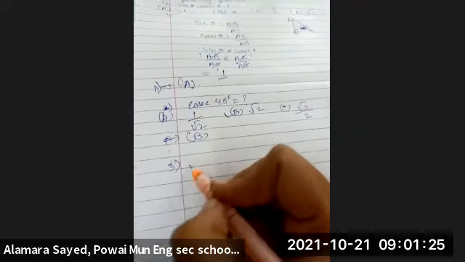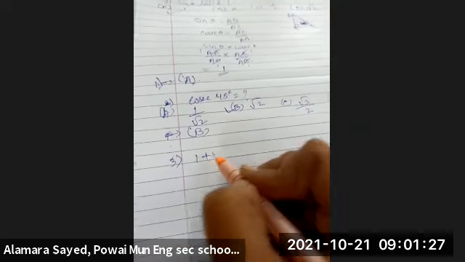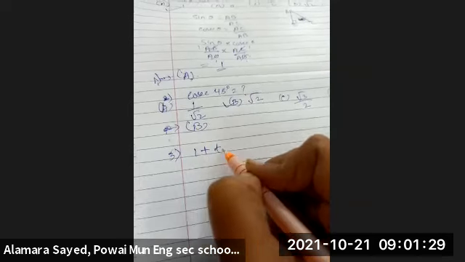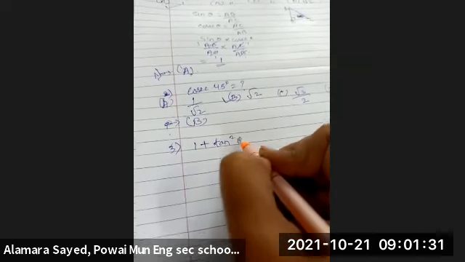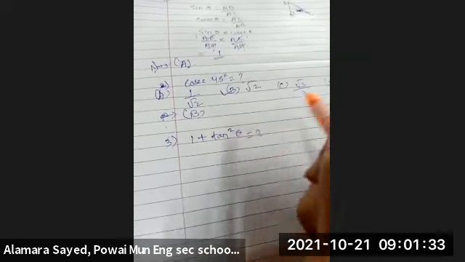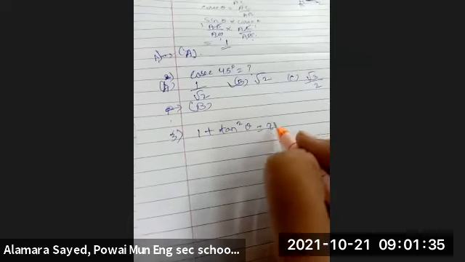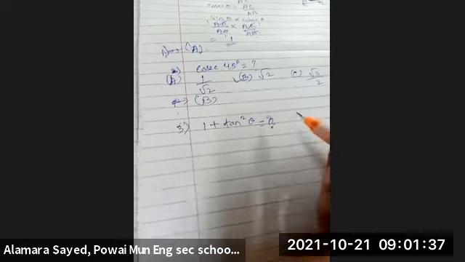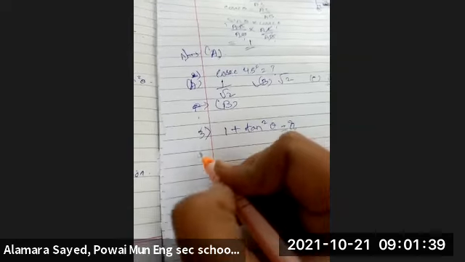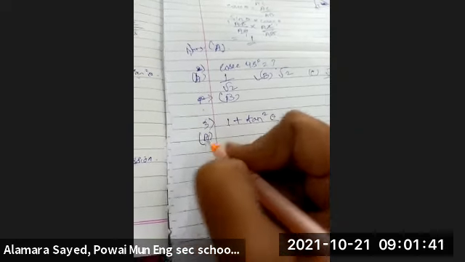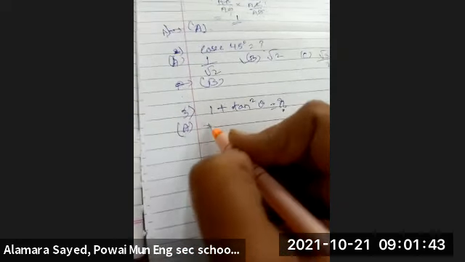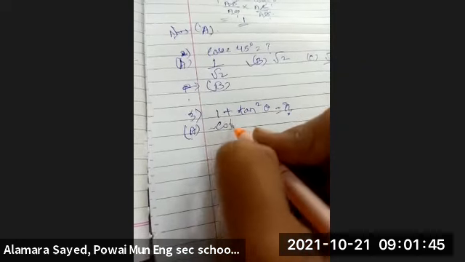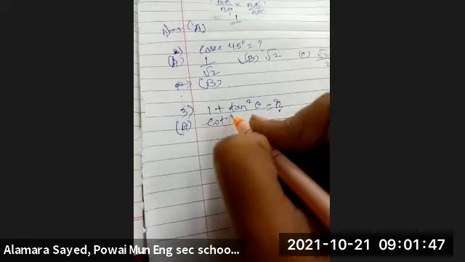Okay, now third question. 1 plus tan square theta is equal to what? Question mark. The options are A, B, C, D. Be ready for giving the answer. If I ask, then you can give the answer for it.